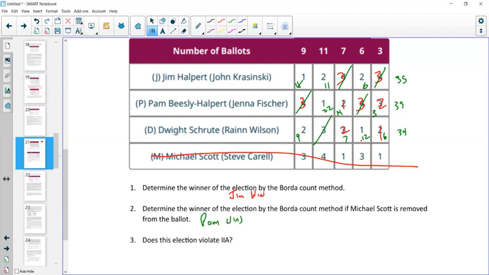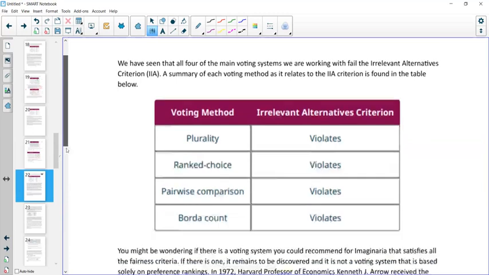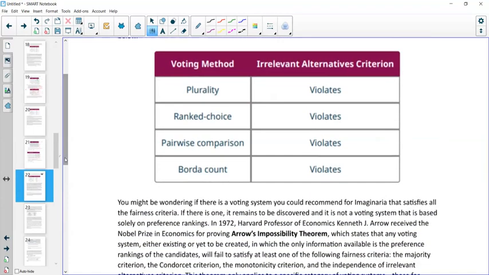Does this violate the IIA? Yes, it does. When we drop Michael Scott off, Jim wins with Michael Scott, but Pam wins when Michael Scott is dropped. So that violates the IIA. So looking at the 4 we looked at here and their irrelevant alternatives, we find that all of them violate it.